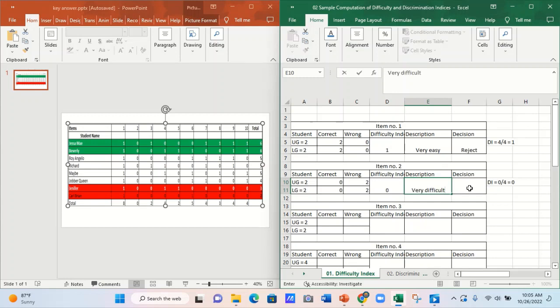If the item is very difficult, it is likewise rejected. Then lastly, in the example for item number 3, let's look at how many got it correct. Only one member of the upper group got the correct answer. So 1 is correct, and 1 is returned. Now in the lower group, for item number 3, zero got it correct, nobody got it correct. So two returned. Now, let's solve for the difficulty index.